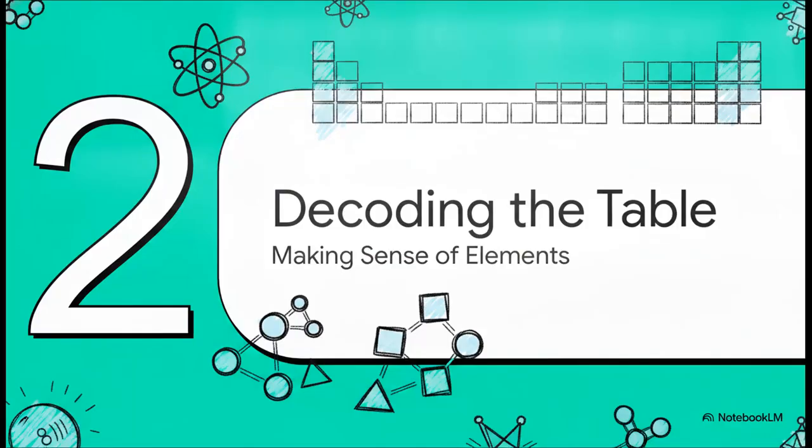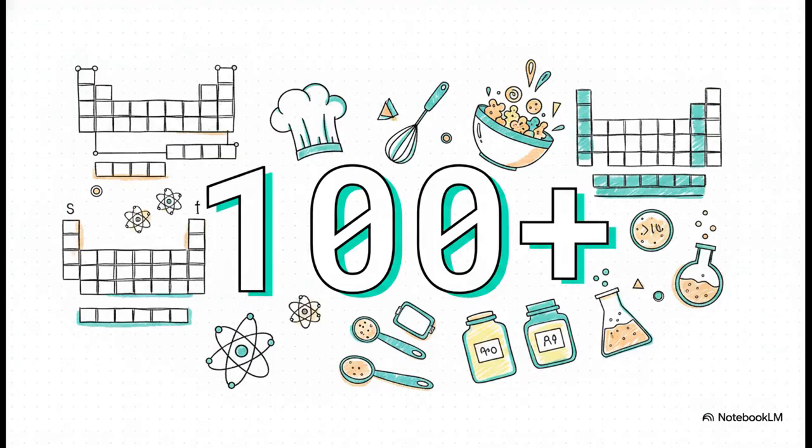Moving on to Section 2. Decoding the table. Making sense of the elements. So how in the world do scientists actually organize all these tiny atoms? Well, so far they've discovered over 100 unique elements. To put that into perspective, imagine having over 100 completely different, fundamental ingredients sitting in your kitchen, and you need to organize them in a way that actually makes logical sense. That is exactly what the periodic table does for us.